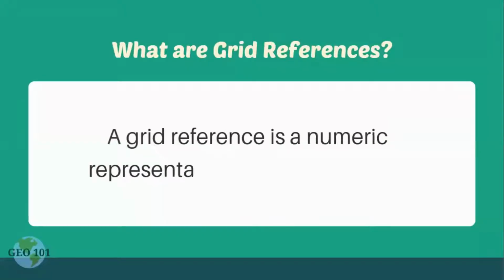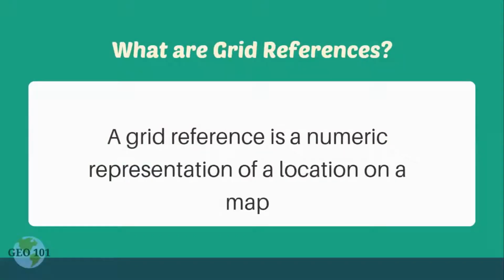What are grid references? A grid reference is a numeric representation of a location on a map. So when you're given the location of a place on a map, you would see whether it is north, south, east, west, southeast, etc. In this case, instead of using words, we're using numbers to give you the location. So instead of saying a place is south, we would say the place is 2233. Or instead of saying a place is east, we would say the place is 2290.